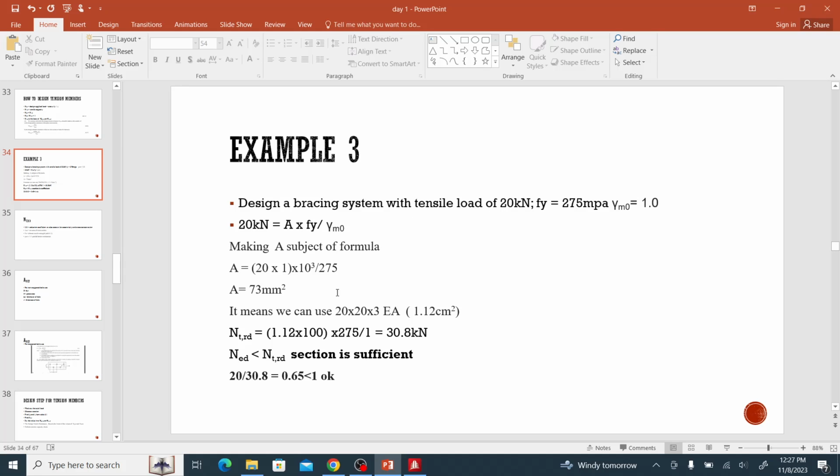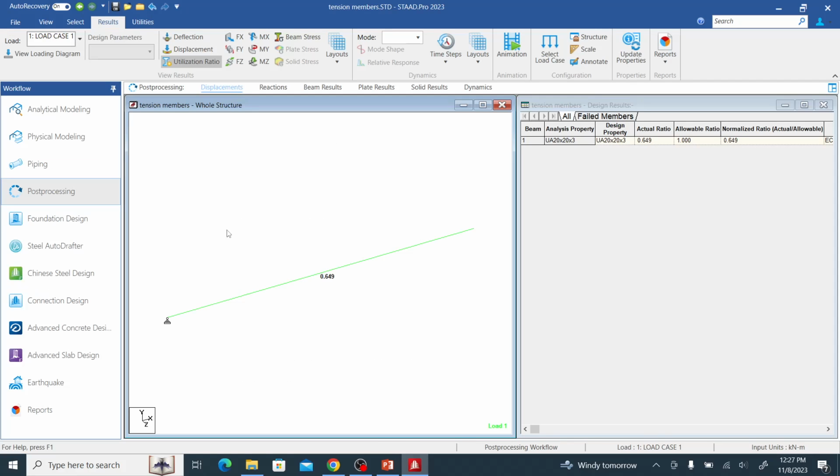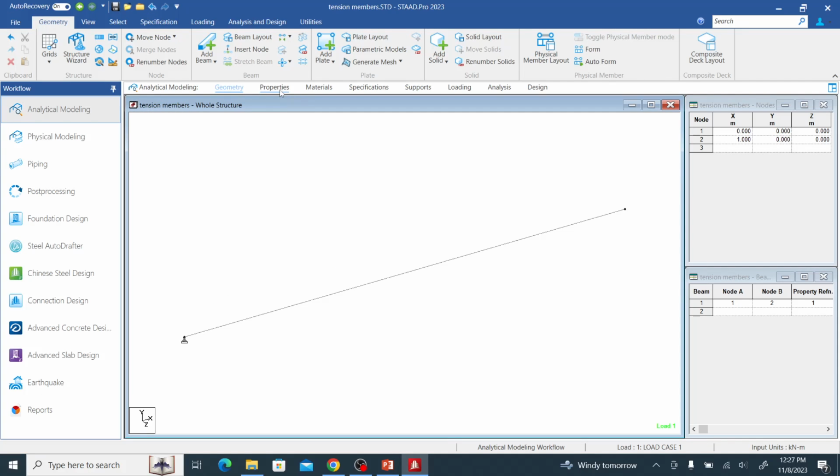Once we put it here, we get that the capacity that the 20 by 20 by 3 angle iron can take is 30.8, and the applied load is 20. So 20 divided by 30.8 is 0.65, which is less than 1, so it's okay. What we'll do now is go to staad.pro to compare the results. So let's go back to staad.pro.